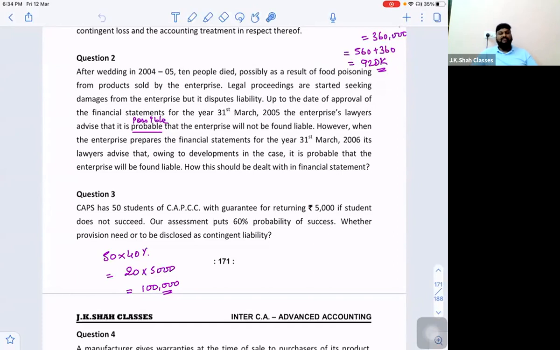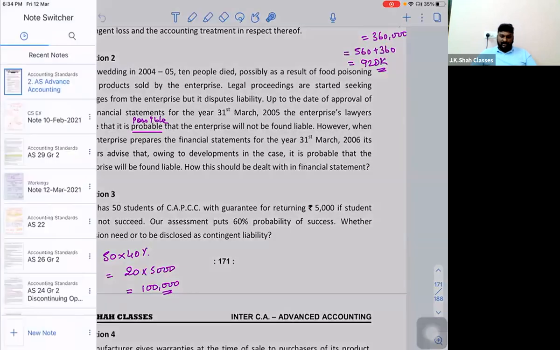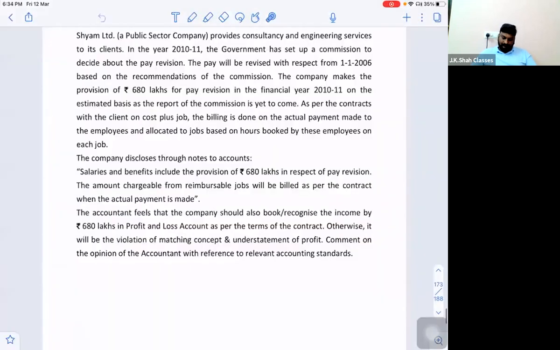How should this be dealt with in the financial statements? As on 31st March 2005, just disclose the contingency in the notes to accounts. And as on 31st March 2006, since it is probable that you are going to lose and are liable to pay, technically please create a provision. So let's see what solution has been provided to us.